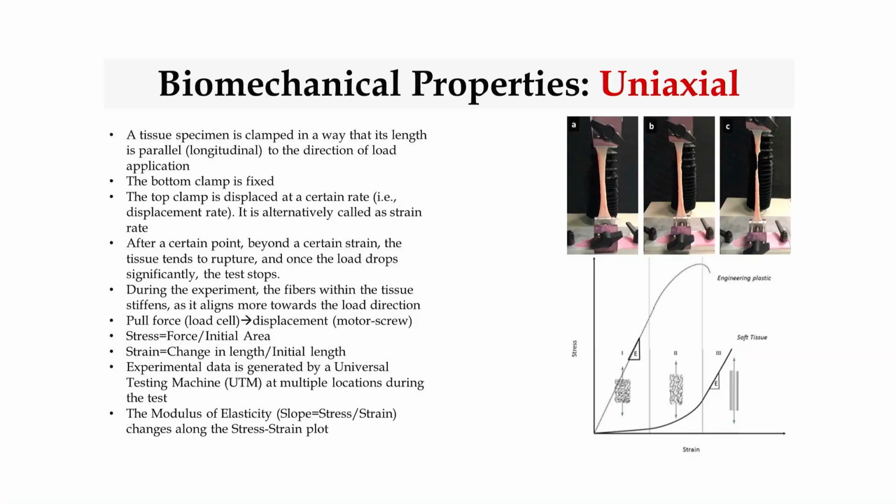So going further, the experimental data which I have just mentioned is generated by the UTM, or the universal testing machine, at multiple locations during the test and at multiple times. So there is a huge populated data set which comes out of this. Finally, once you have converted this data to stress versus strain and have plotted it, you can find out the modulus of elasticity, which is given by the slope of this plot. Slope is nothing but tangent of theta.